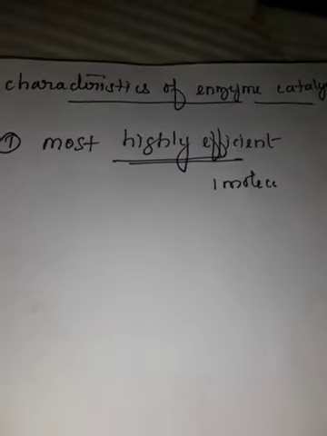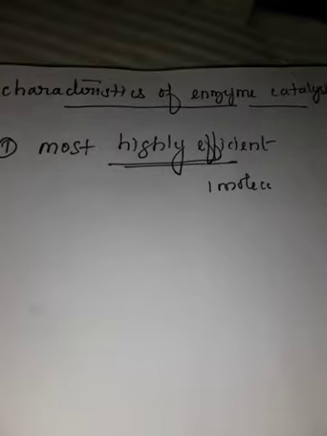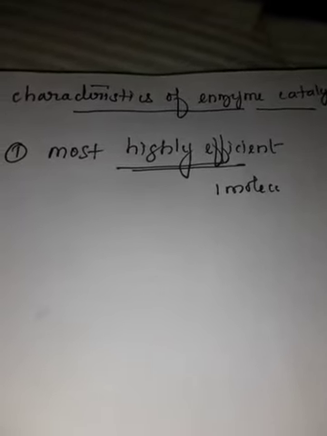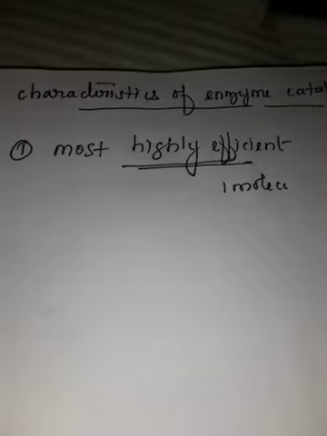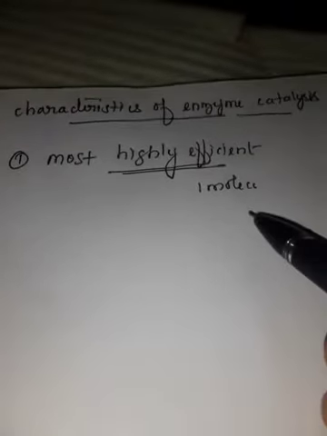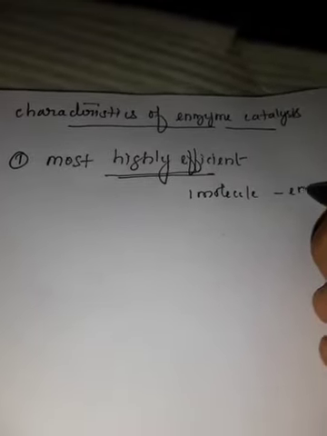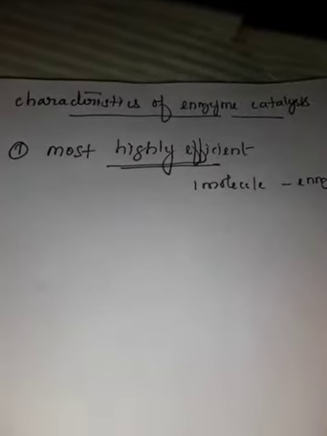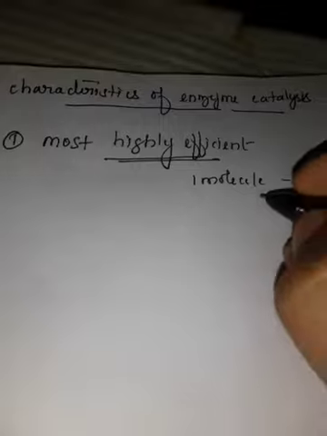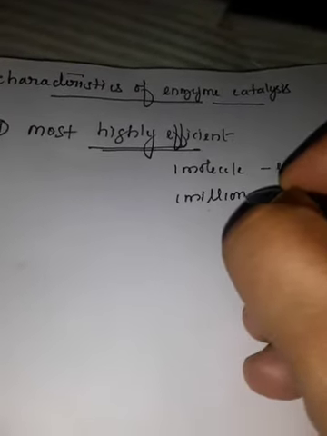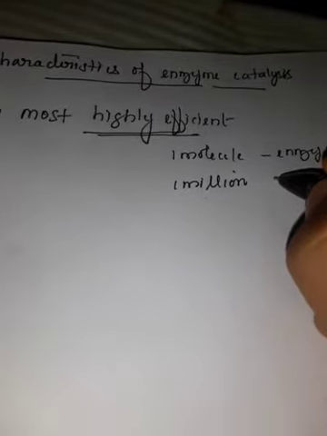Now we are going to learn about characteristics of enzyme catalysis. The first one is most highly efficient. What is the meaning of most highly efficient? That is, one molecule of an enzyme may transform 1 million molecules of the reactant per unit time.